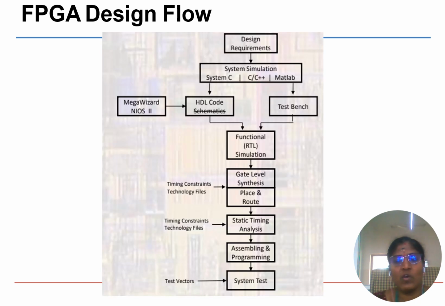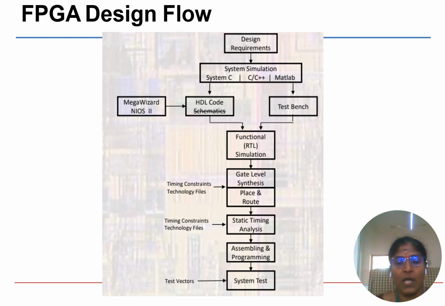Now we are going to discuss the FPGA design flow. It consists of design requirements and system simulation, where the program can be written in the form of SystemC, C++, or MATLAB. This is going to be converted into either VHDL or Verilog. Then once the program is executed, the functional simulation is going to be established. Functional simulation is nothing but register transfer level.